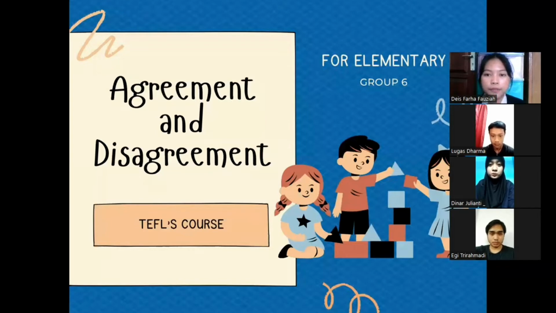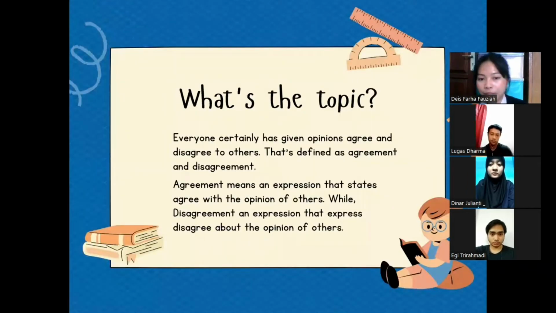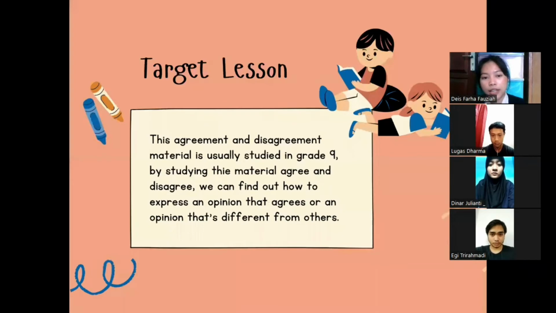Agreement and disagreement. What is the topic? Everyone has certainly given opinions, agreeing and disagreeing with others. That's defined as agreement and disagreement. Agreement means an expression that states agreement with the opinion of others, while disagreement is an expression that states disagreement with the opinion of others. The target lesson: agreement and disagreement material is usually studied in grade 9. By studying this material, we can find out how to express an opinion that agrees or an opinion that's different from others.